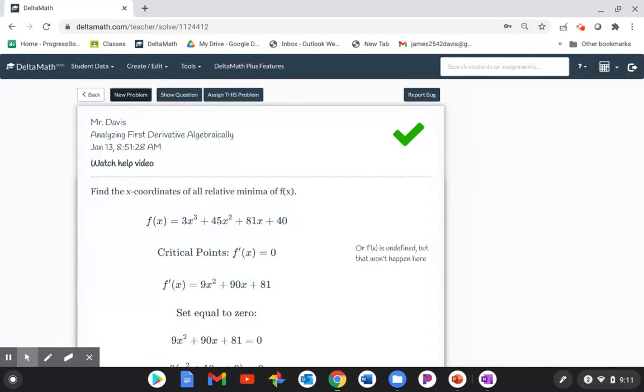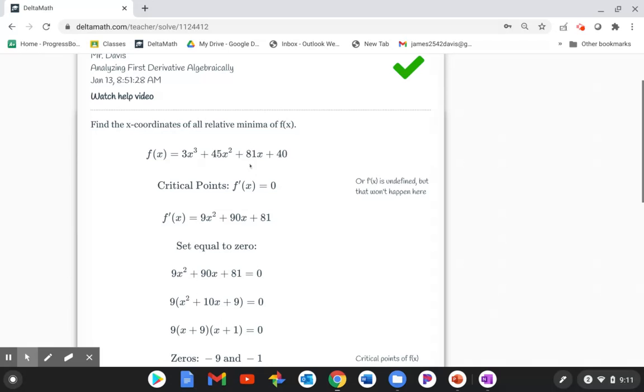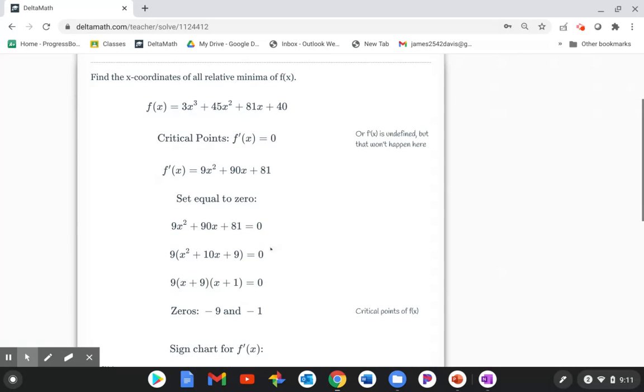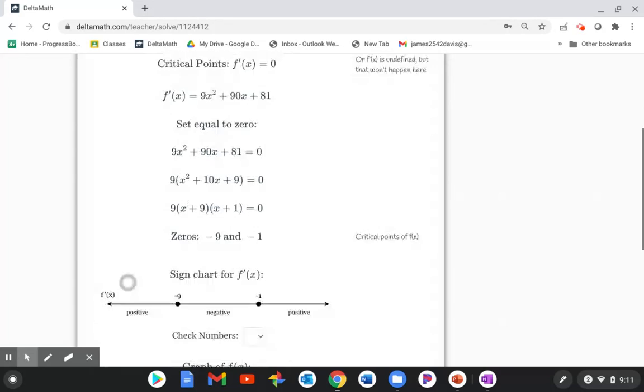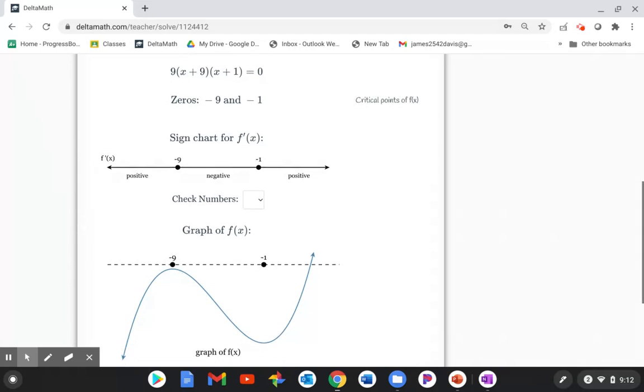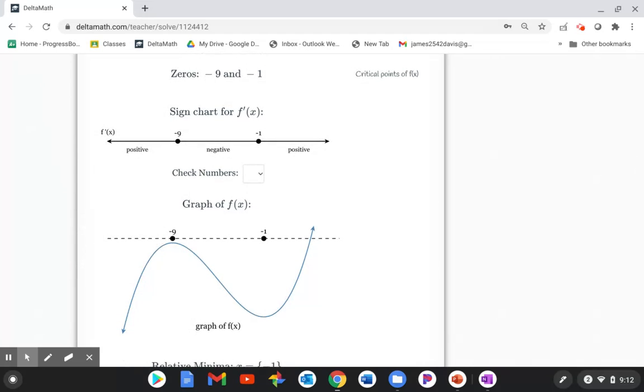And there we go. So as it says, critical points: set the derivative equal to 0 and where it's undefined. Solve it, we get negative 9 and negative 1. They do a little bit less intense sign chart here. They just do this one. But again, I would advise making the table because then it's a lot more clear where these occur. And this is what the graph looks like.